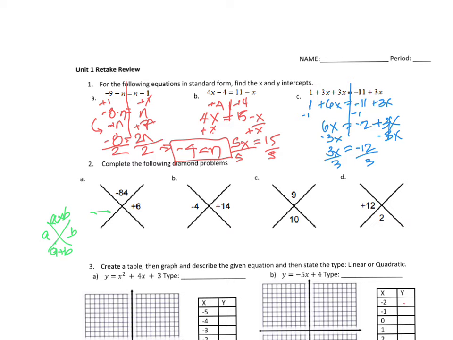The opposite of multiplication is division. If I divide negative 84 by 6, it will give me the answer for what belongs in our blank there. So negative 84 divided by 6 is negative 14. Because negative 14 times 6 is negative 84. Negative 14 plus 6 is negative 8. Here it's easy. Negative 4 plus 14 is 10. Negative 4 times 14 is, what would it be, negative 56?